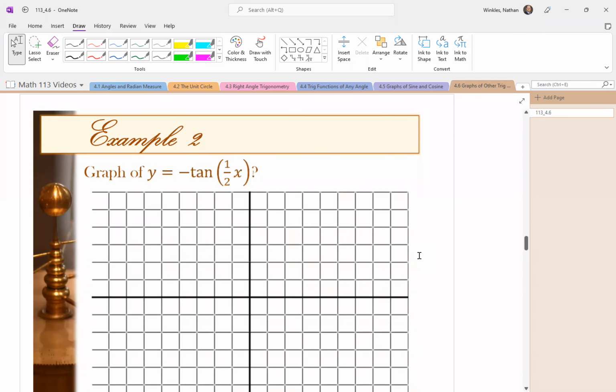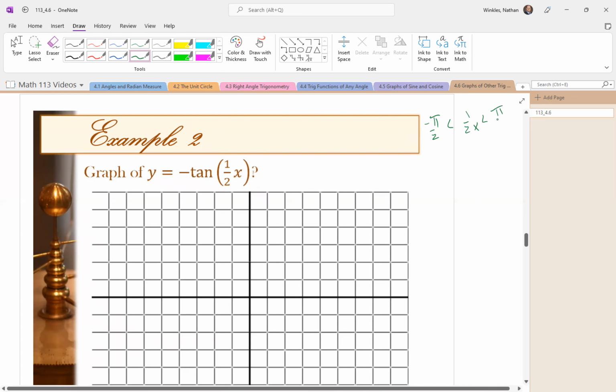All right, so what are we going to do here now? We have a tangent graph, so we need to graph this. First we need to find an interval containing one period. So we need to shift. We have negative pi over 2 less than 1/2 x less than pi over 2. So we're going to multiply everything by 2, and we get minus pi less than x less than pi. This is my interval that we're working for one period here.